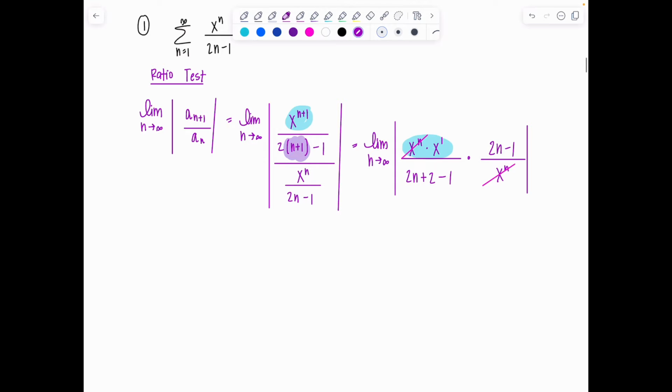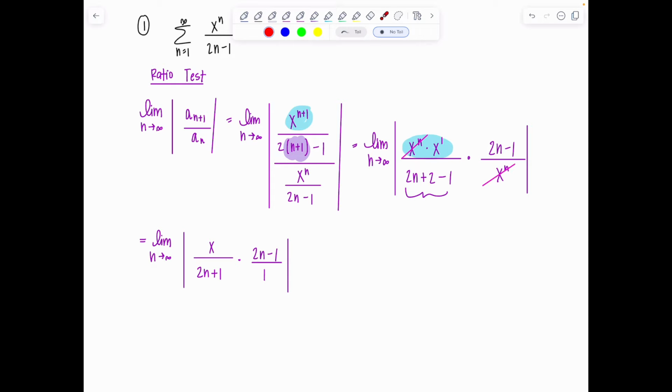We have now the limit as n goes to infinity, absolute value, x over, now this is just going to give me 2n plus 1 times, I have 2n minus 1 over 1. Okay, from here, you're going to do pretty much the same process with every problem. I'm taking the limit as n approaches infinity. So in this limit, x is a constant. X isn't changing. N is changing. X is a variable, right? But in the limit, it's not changing.